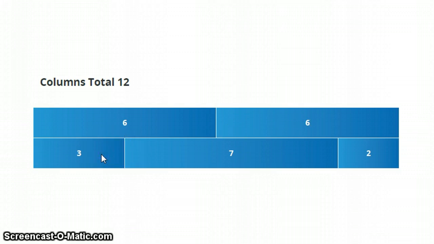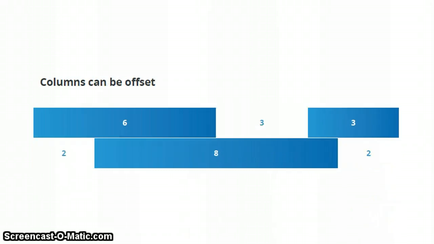And you don't have to do things symmetrically. So if you wanted to have, let's say, a narrow menu of 3 parts of the grid, and then you wanted to have your content take up 7 parts, and you wanted to have an advertisement take up 2. You just want to make sure that all of your columns total 12.